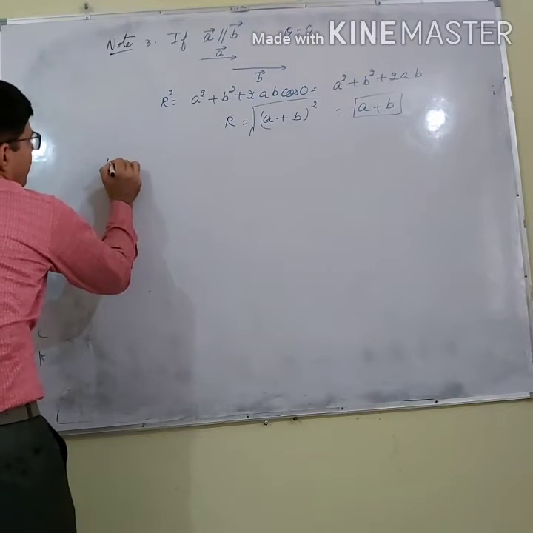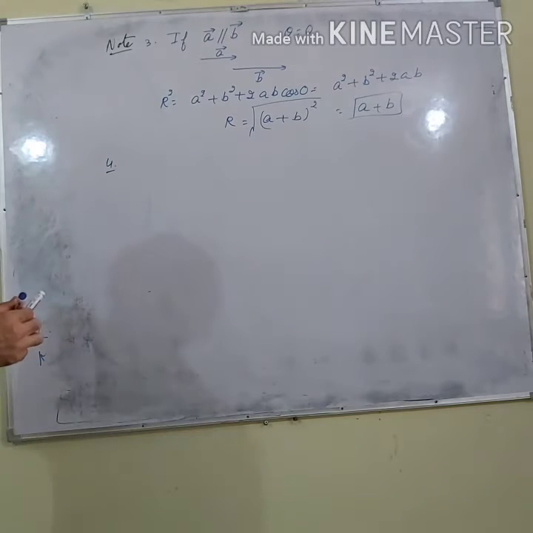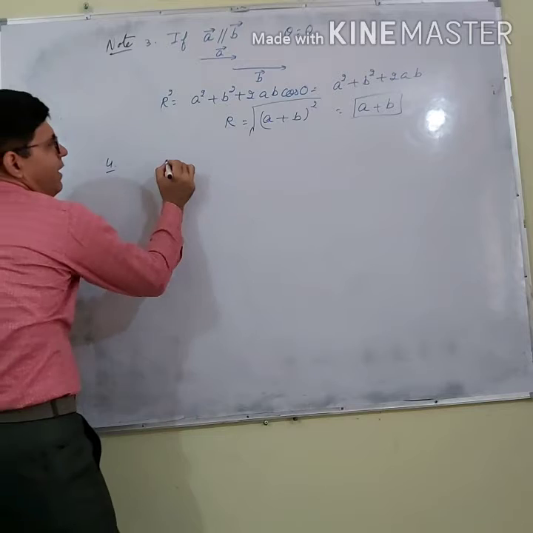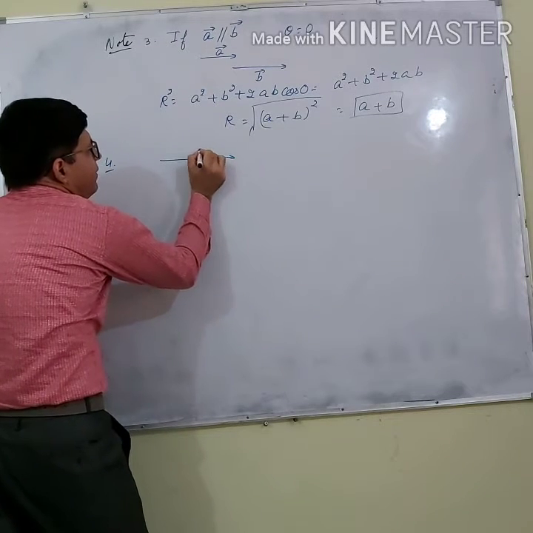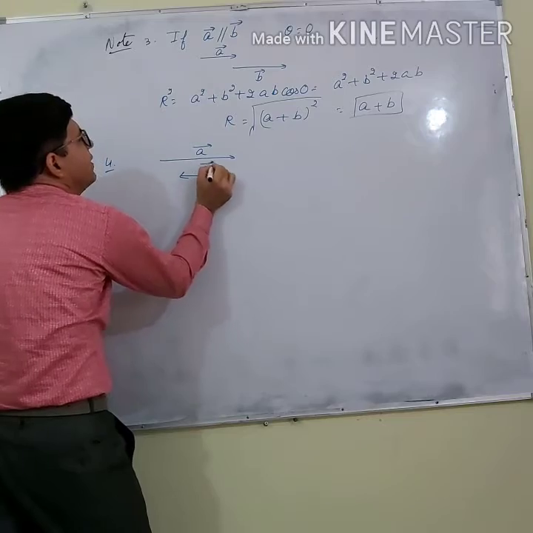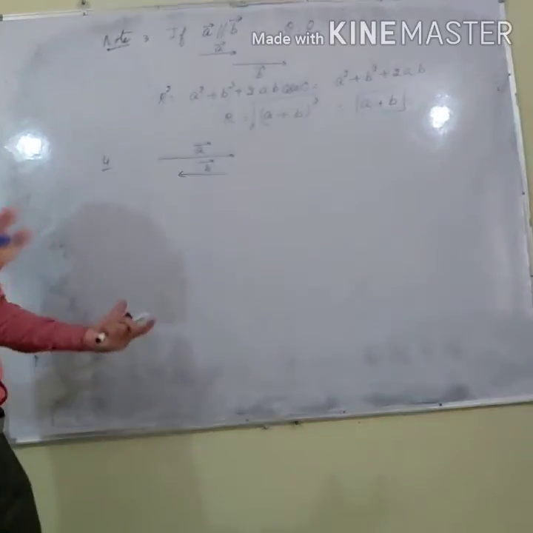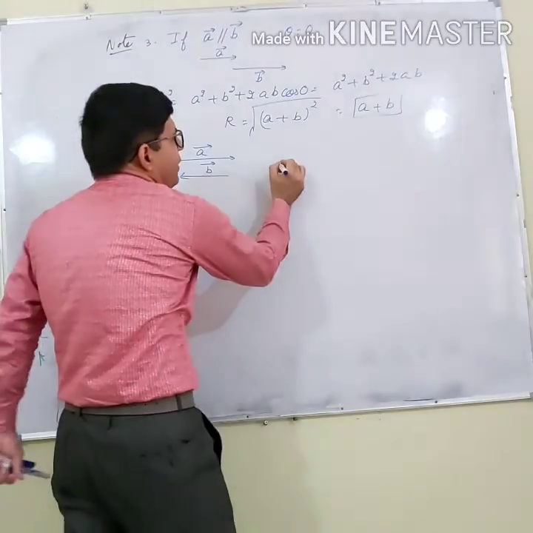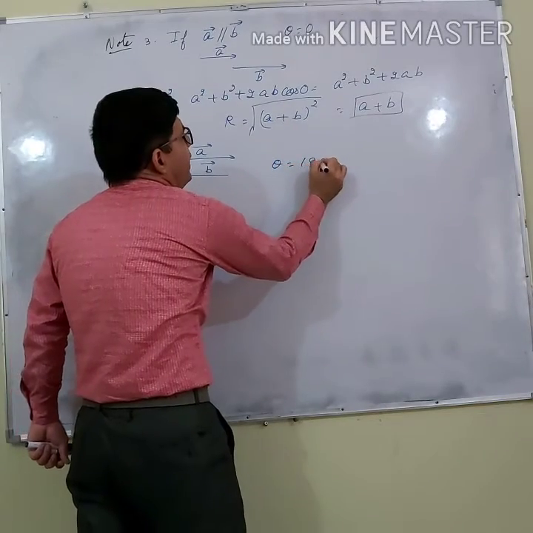Let us move to point number 4. In the fourth point, what I am saying is, if vector A is in this direction and vector B is in this direction, they are in opposite directions. So what will happen? Theta is 180 degrees.